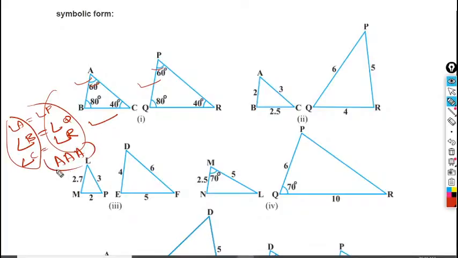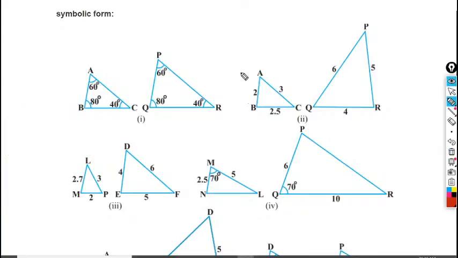And you can write it like this: triangle ABC is similar to triangle PQR, and the criterion is AAA. Isn't it? Very easy questions are here. So again we will move to question number II.